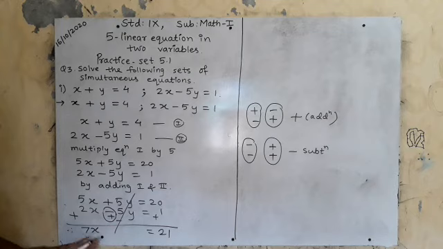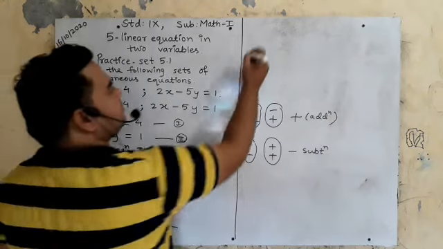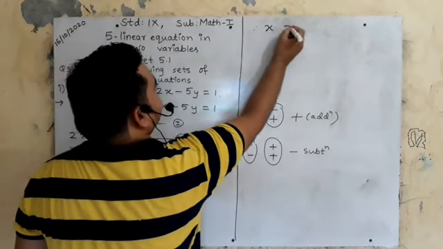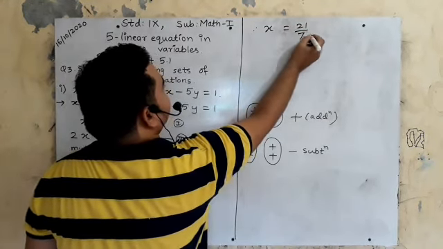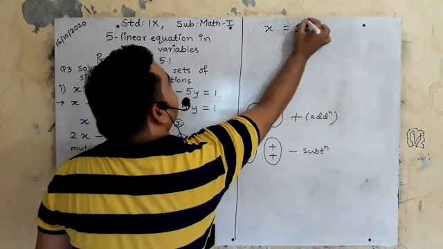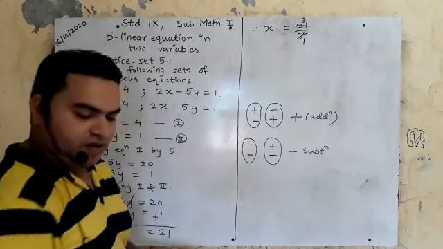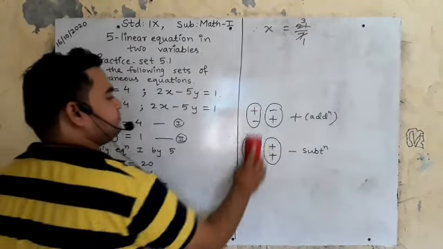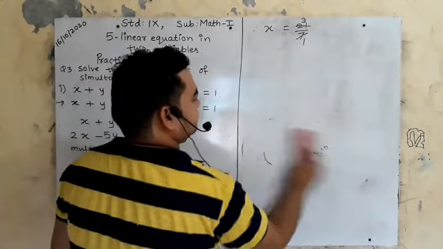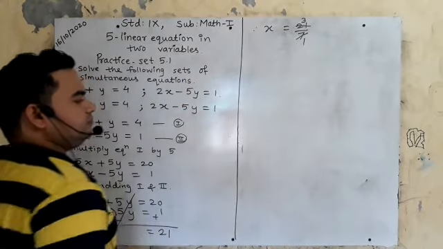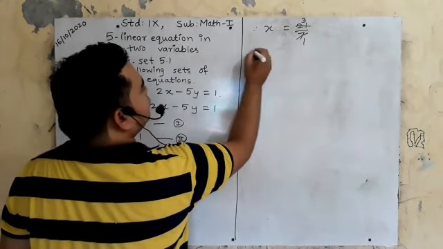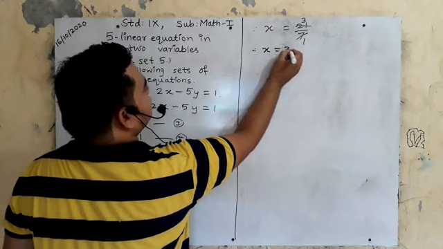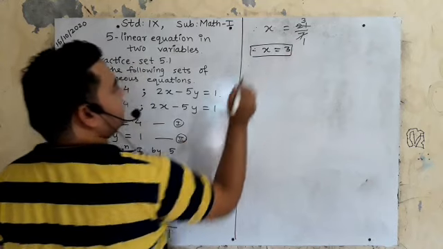There is multiplication between 7 and x, so this 7 will go to the other side and divide, right? Therefore, x is equals to 21 upon 7. 7 ones are 7, 7 threes are 21. Now you got the x value: x is equals to 3.